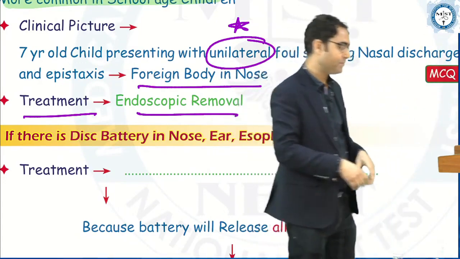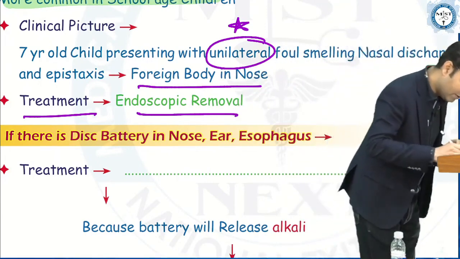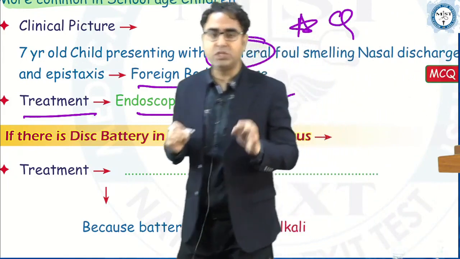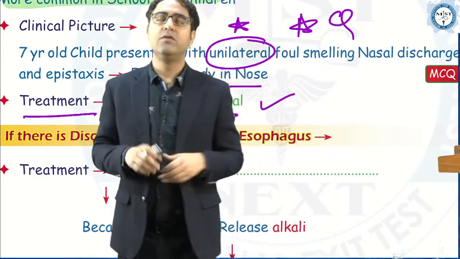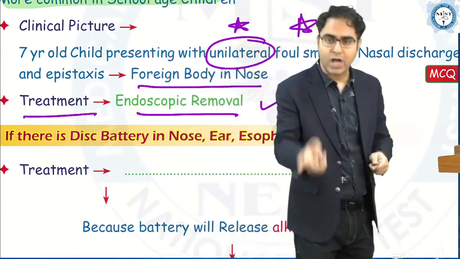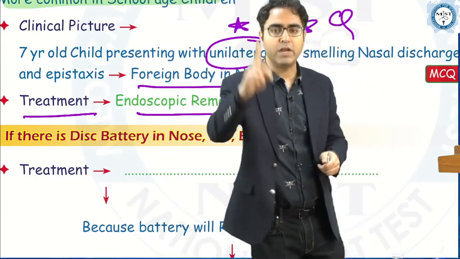Endoscopic removal. Okay, we have to do endoscopic removal. This is a star question of MCI, beta. If you ever get a young child, 7-year-old, with single-side smell, single-side blood, single-side discharge, it's 100% foreign body in the nose.